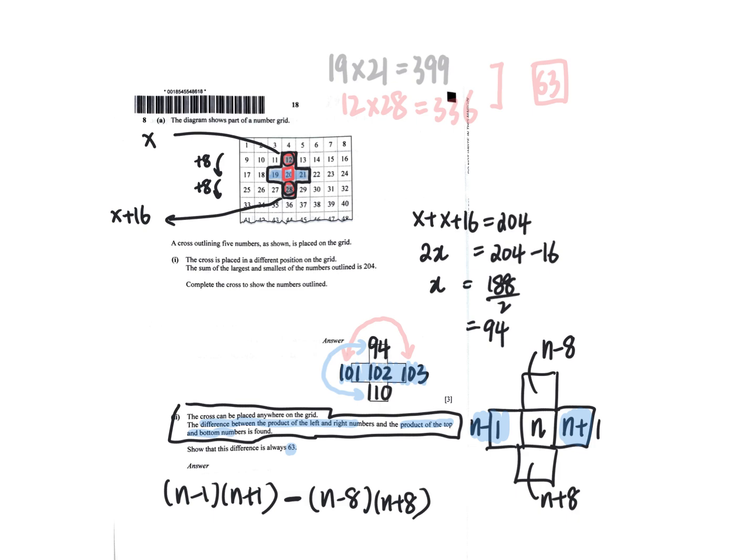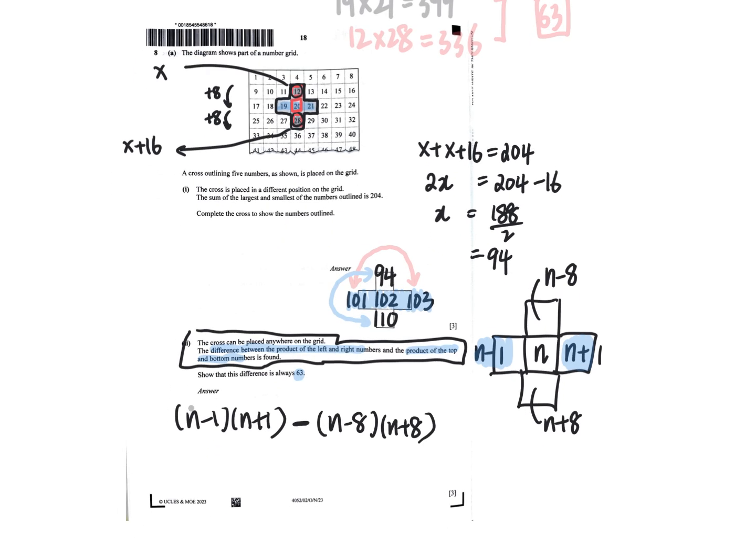Can, but when you expand, it will give you a difference of 63 also. Just that you are using a different number, but the difference will still be 63. Okay, so if you go and expand everything out, this is n square, n minus 1.